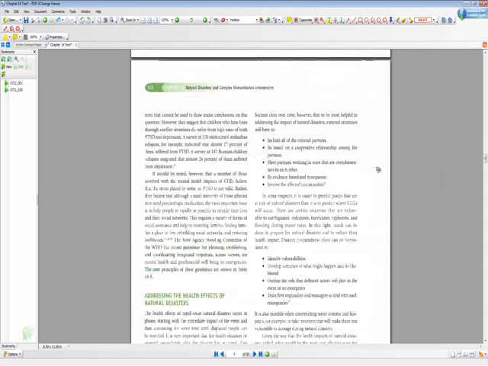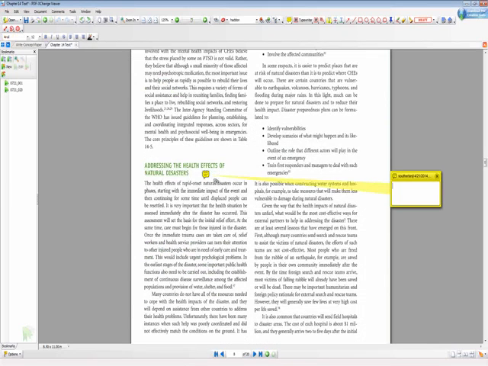Next, we want to look at how can we address the health effects of natural disasters.